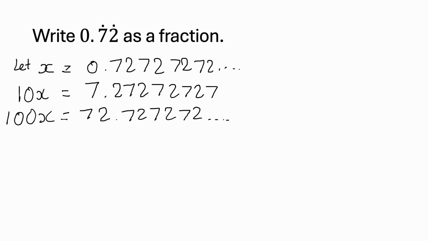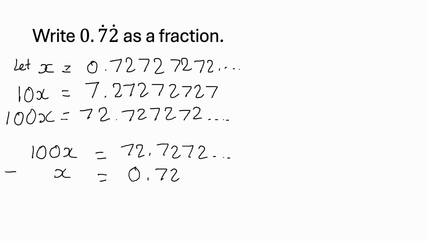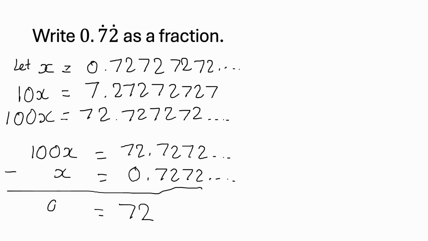So if we do 100x subtract x, same thing as saying 72.7272 and 0.7272. If we subtract that, this side we get a 72. 100x take away 1x is 99x.